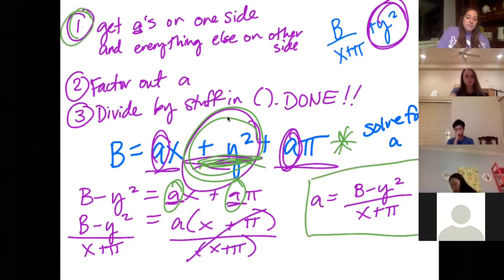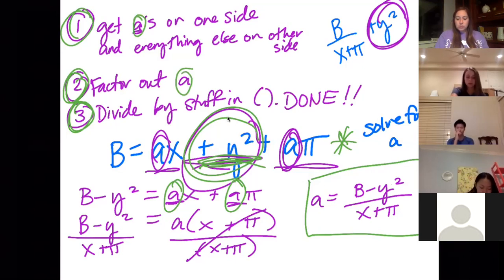So these 3 steps will get you the answer 100% of the time. And you will just replace a with whatever variable you're solving for. Okay. Wait, so is x plus pi? Oh, because they weren't being multiplied by each other in the beginning. Yes, right. They weren't multiplied by each other. Okay, thank you. You're welcome.